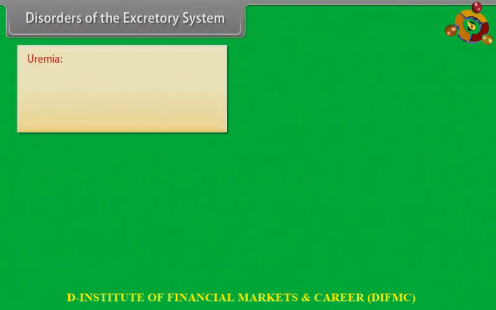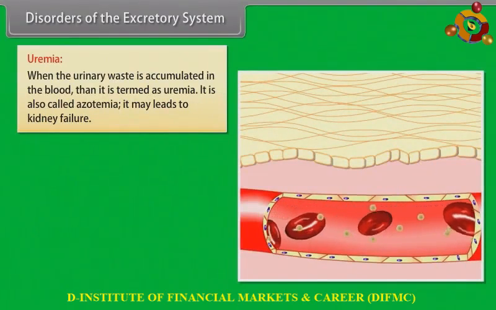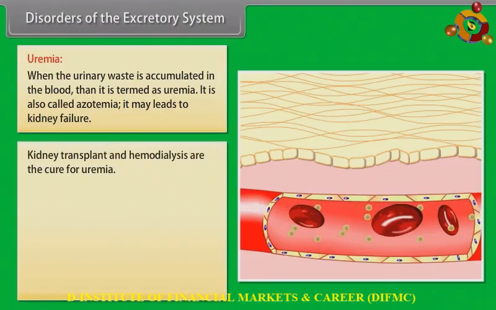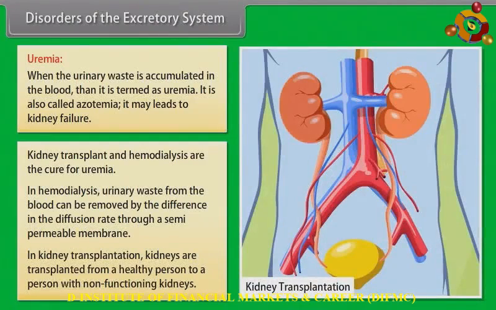Disorders of the excretory system. Uremia. When urinary waste is accumulated in the blood, it is termed uremia. It is also called azotemia. It may lead to kidney failure. Kidney transplant and hemodialysis are the cure for uremia. In hemodialysis, urinary waste from the blood can be removed by the difference in the diffusion rate through a semi-permeable membrane. In kidney transplantation, kidneys are transplanted from a healthy person to a person with non-functioning kidneys.